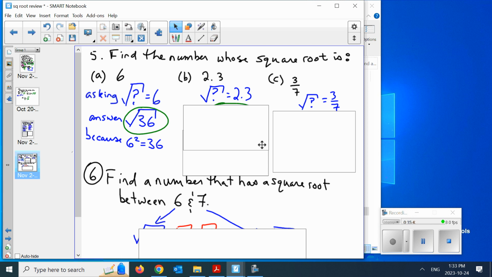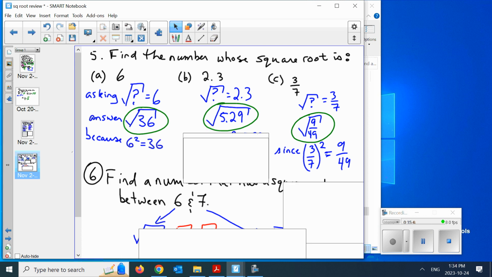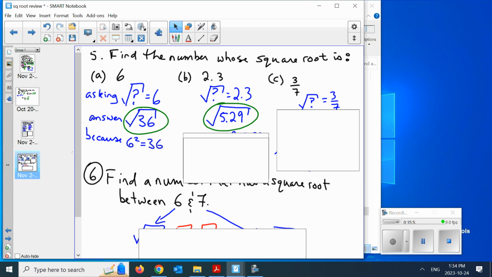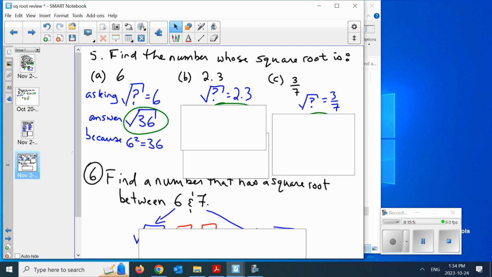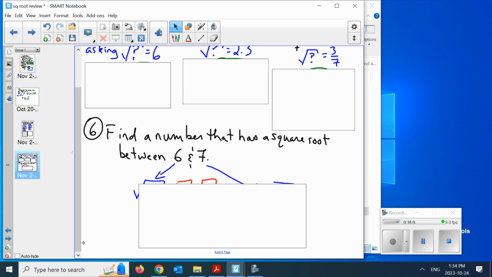And then the other one, 2.3 times 2.3 is 5.29. Squaring the top, squaring the bottom. Those ones, right? We've done these already. So I'm not going to get you to practice, but I will get you to practice this, stuff we've done last week. Find a number that has a square root between 6 and 7. Write this problem out because you're going to have a problem like this on the review.